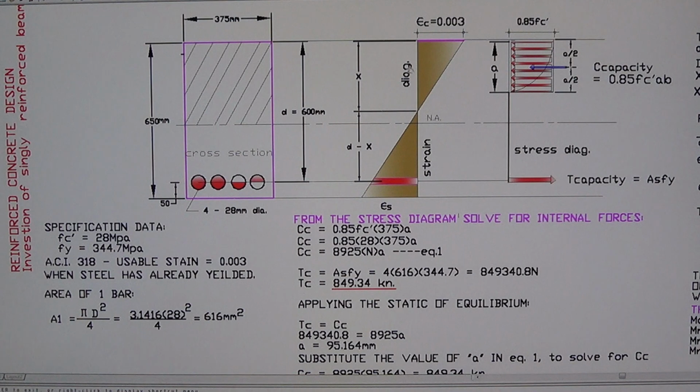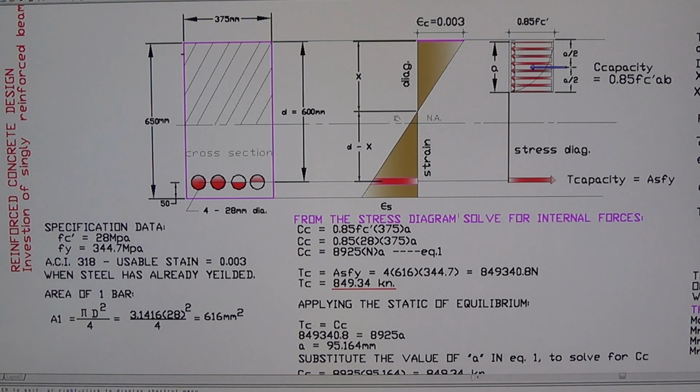This is a strain diagram. The strain of concrete, epsilon c, I call it e to keep it simple. So ec is 0.003, the strain from the ACI 318 recommendation. This is the last usable strain of concrete, 0.003, and that is when the steel has yielded already.